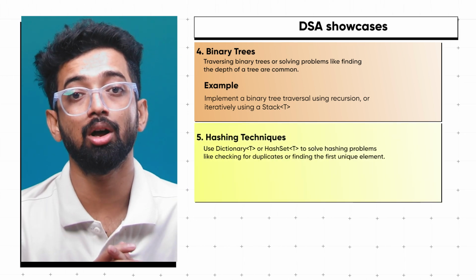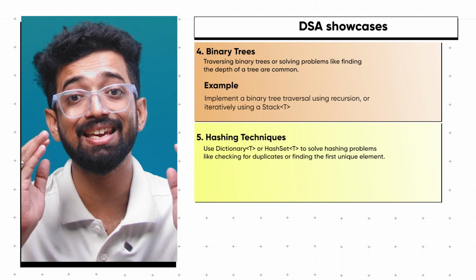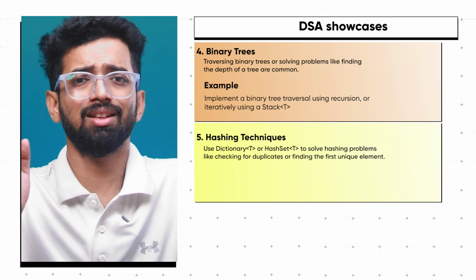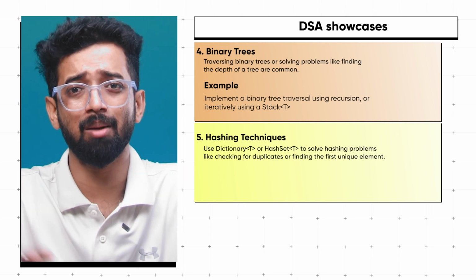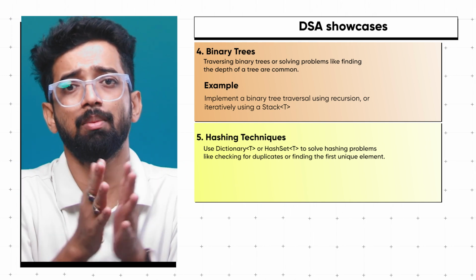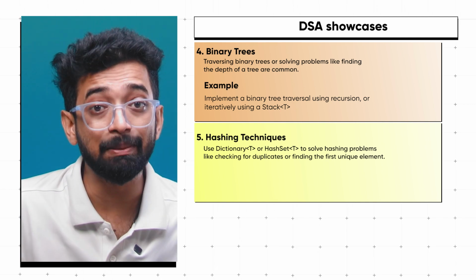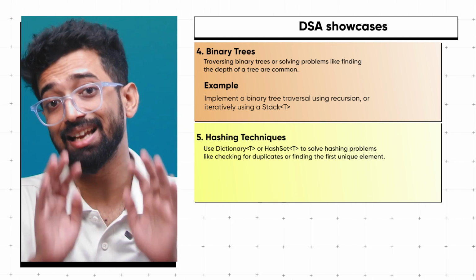or hash set to solve hashing problems like checking for duplicates or finding the first unique element. In C#, you can solve nearly all these problems efficiently. It's all about using the right collection, optimizing with LINQ, and keeping your solution as clean as possible.